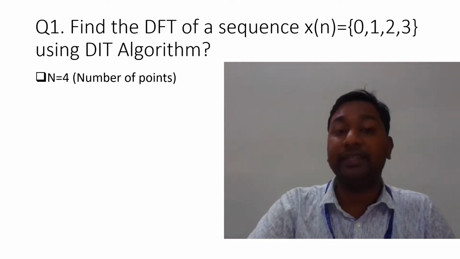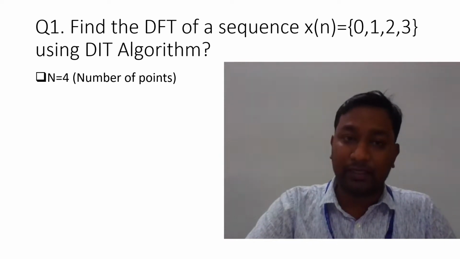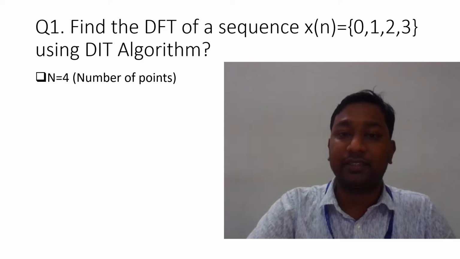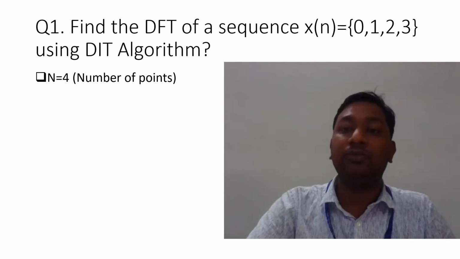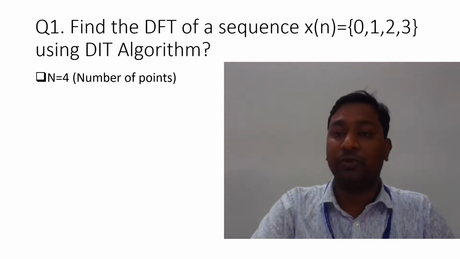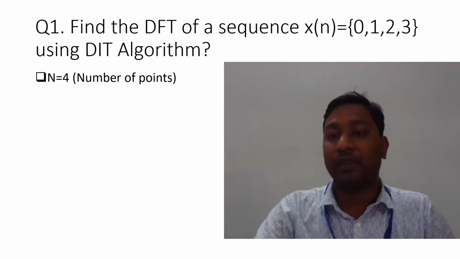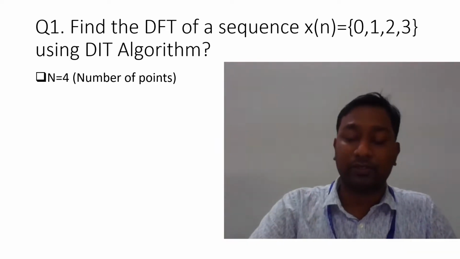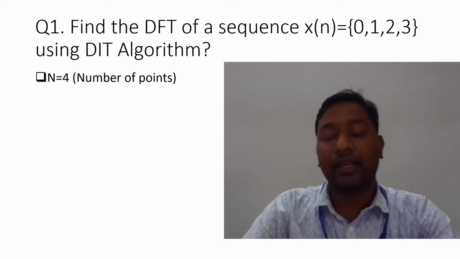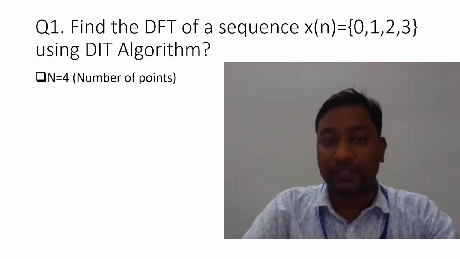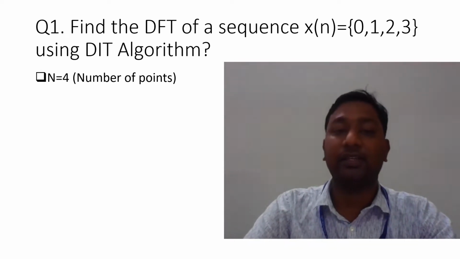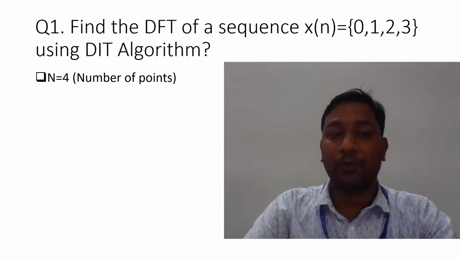If n equal to 8 is given in the question, like find the discrete Fourier transform of a sequence x of n using the DIT algorithm considering n equal to 8, then we should extend the x of n sequence. We will add some zero values to give 8 points in the sequence. So that is how we can determine the number of points. If it is directly given, then no issue. If it is not given, then we will consider n equal to 4. Okay, so the number of points is 4.